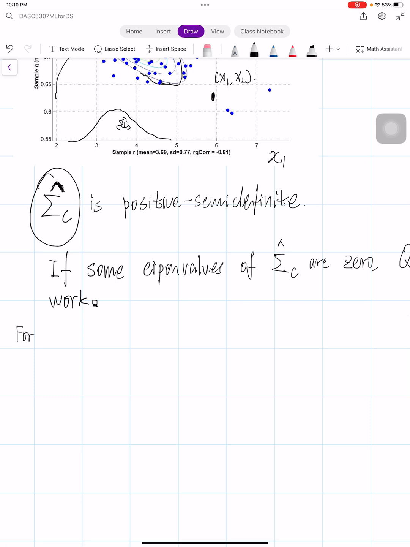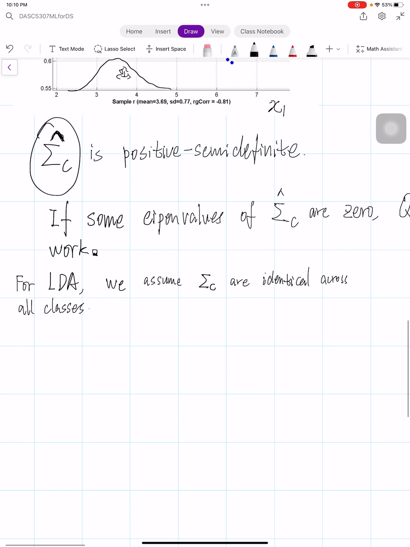For linear discriminant analysis, the only difference is that we assume the variance covariance matrix sigma is identical across all classes. Therefore the MLE for this case will be a little bit different.